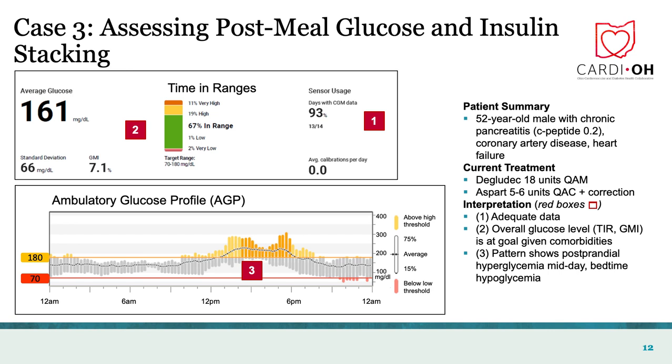In particular, first of all, number 1, we have adequate data. Number 2, we have a fairly reasonable percent of time in range given his comorbidities. We have a pattern that shows this postprandial hyperglycemia, but then lots of hypoglycemia at bedtime. And so this requires a little bit more investigation as to really what's going on here.